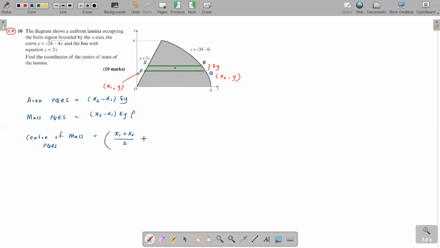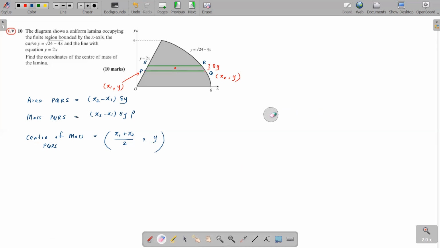What about the y coordinate? Currently the y distance to this point is y, and this small distance is delta y over 2, right? So y plus delta y over 2. But delta y is so small, divided by 2 it's again really small. Adding to y, it's negligible. So it's just y. Agreed?